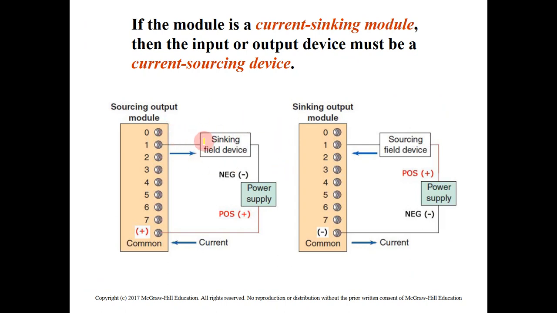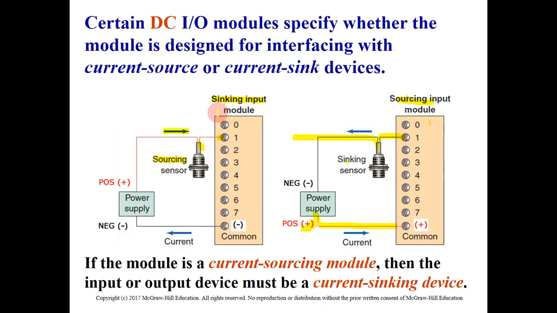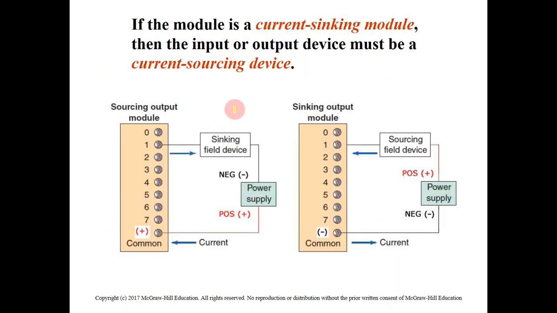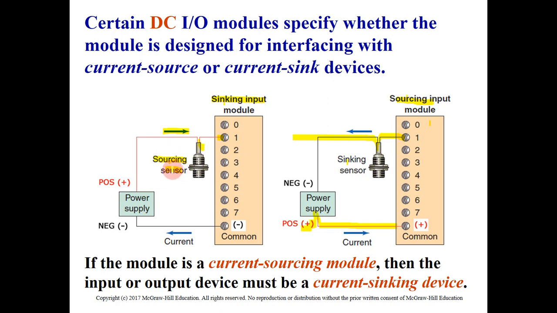This is the case for the output devices. In the previous slide, this was related to the input device. For the output device it is the same. For the sourcing module, the current goes from the module through the sinking device and the power supply and returns. For the sinking module, the current goes from the power supply to the sourcing device, I mean the actuator, and then goes to the module. The difference here is that this device represents an actuator because we are talking about output modules, and on the previous slide we were talking about sensor devices.